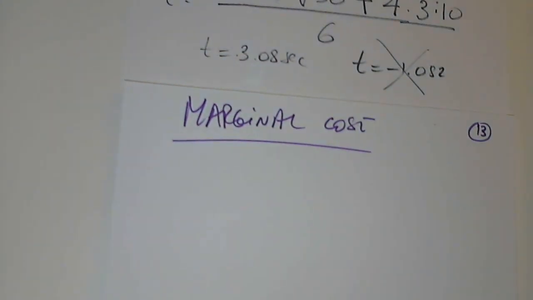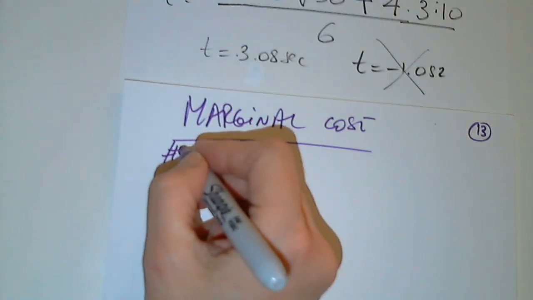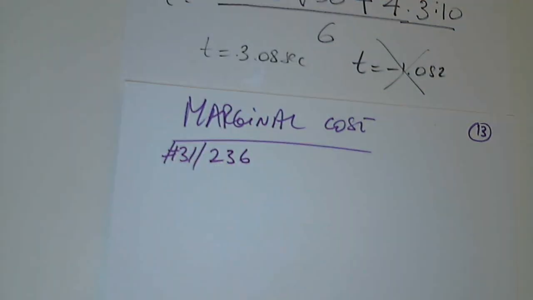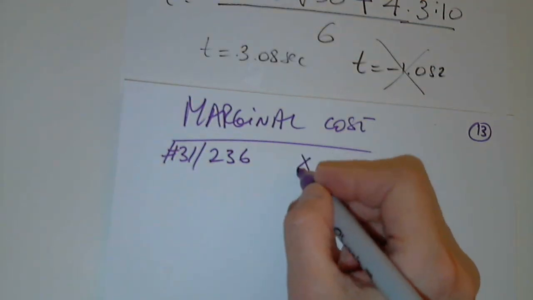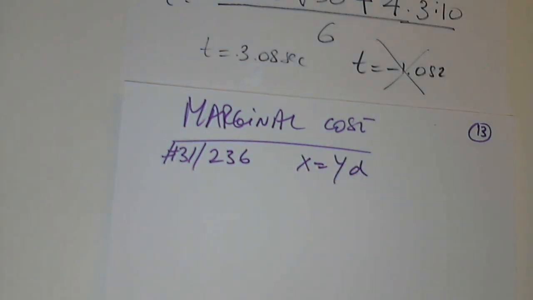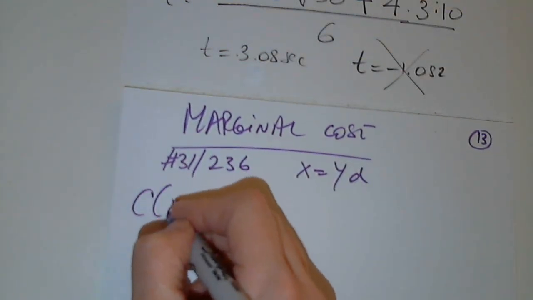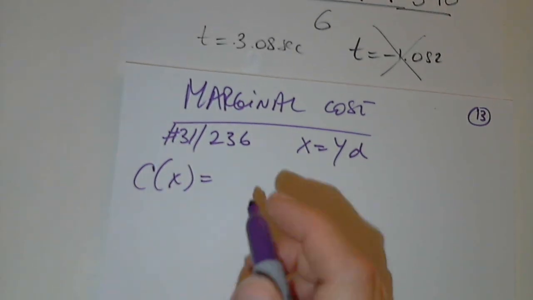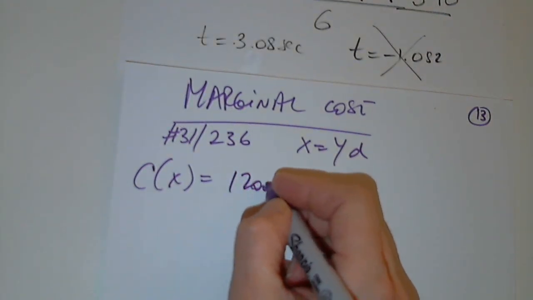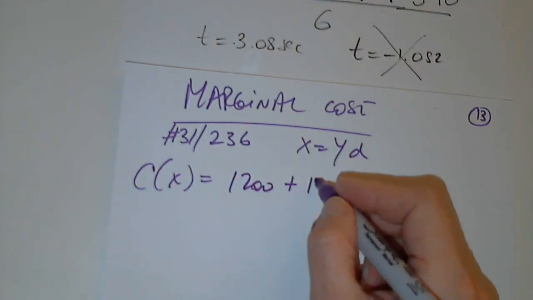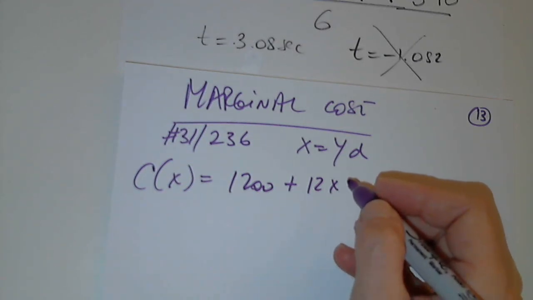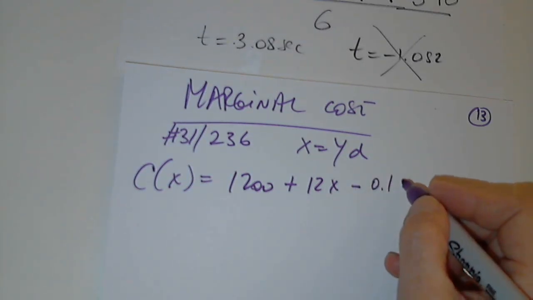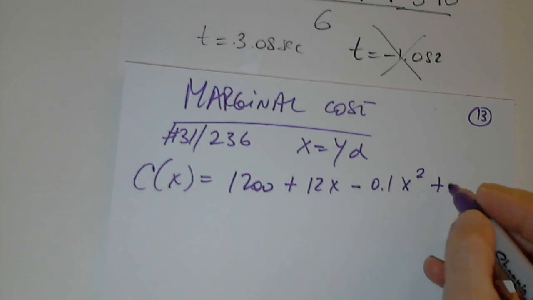Marginal cost, ready? Okay, 31 on page 236. The cost in dollars of producing X yards of a certain fabric. So X is in yards. Is C of X equals 1200 plus 12X minus 0.1 X squared.